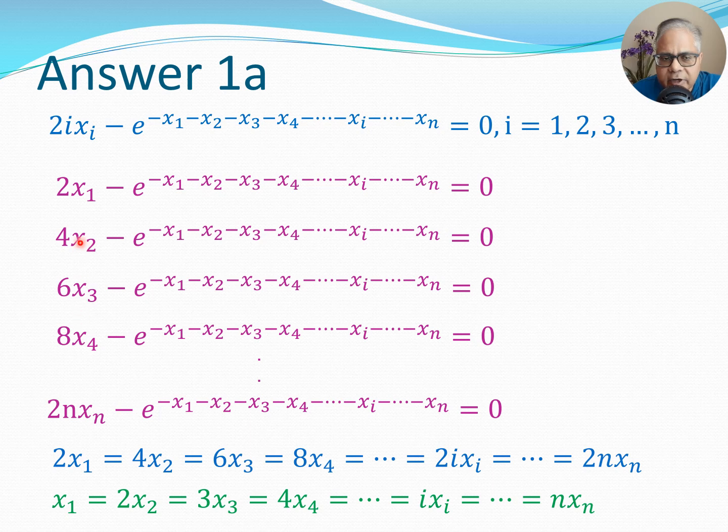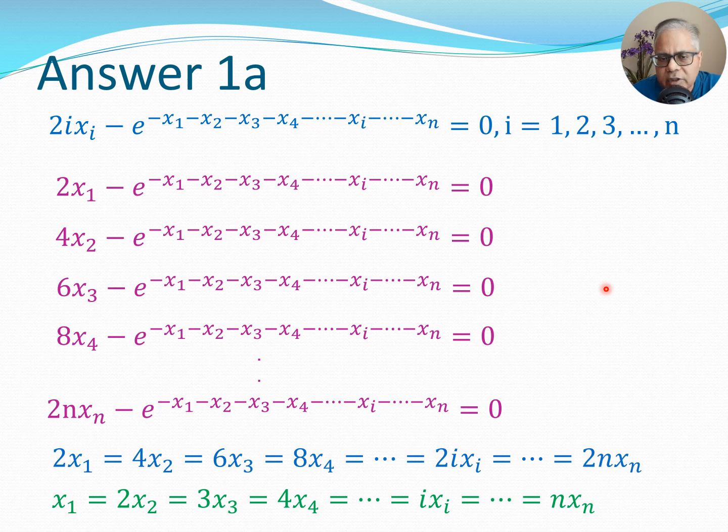So that's going to give me the first equation. Then let's say I subtract the second from the third. That's going to give me 4x2 equals 6x3. And so I'm going to get all these equations here. Now looking at these equations, I can divide this entire expression by 2 and so I get x1 is 2x2 is 3x3 is 4x4 is ixi is nxn. So this equation in green gives you one of the equations which will certainly help us figure out the solution.